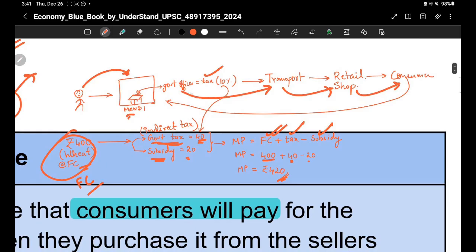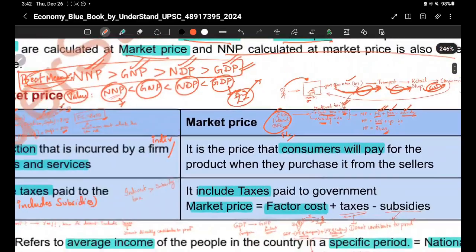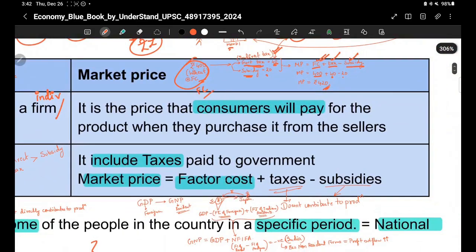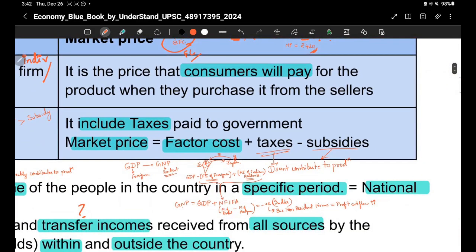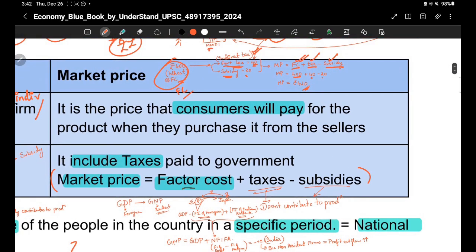Right? So when you give facilities like transportation to retail shop, then put GST and all that, all this gets added up, no? So we can just write indirect tax here, right? Factor cost plus indirect tax minus subsidy. Okay. Yeah, all this is done. Same thing as the above formula: factor cost plus taxes, that is nothing but indirect taxes minus subsidies.